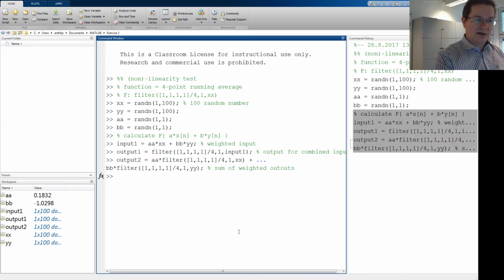Okay, but anyway, so output 2 is basically that one: 8 times the output of the system with the x plus b times the output of the system with y. Now we have 2 outputs. How to compare if they are different?